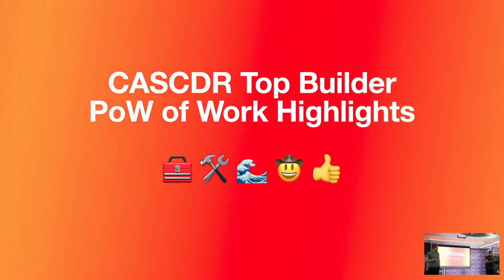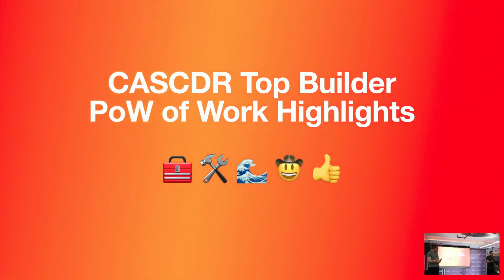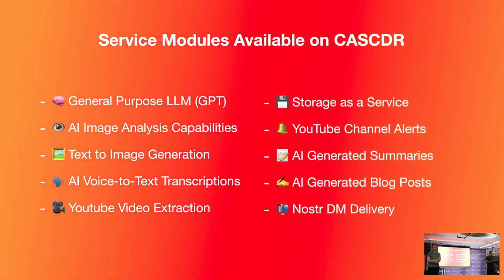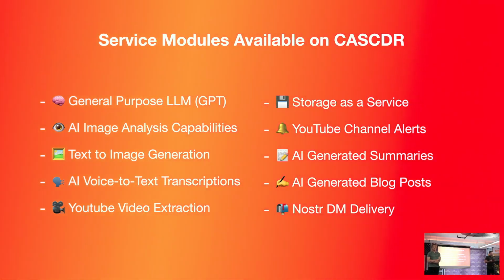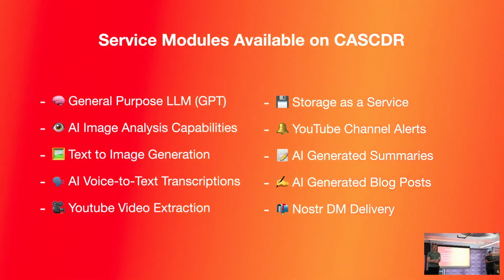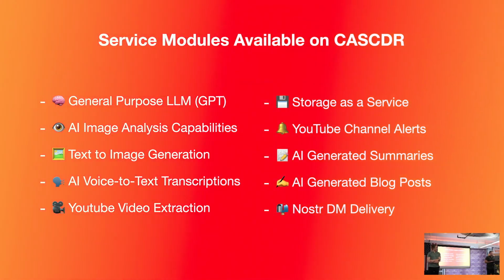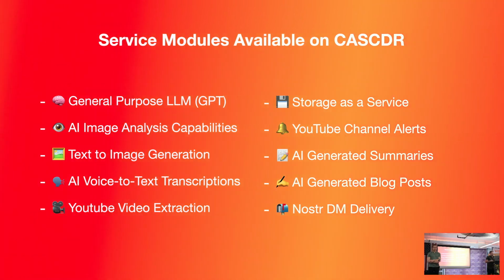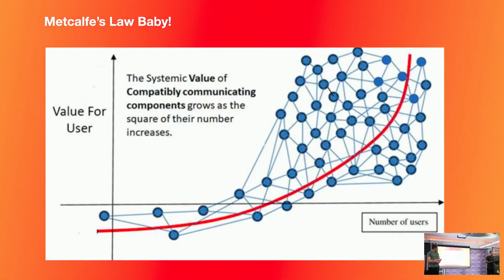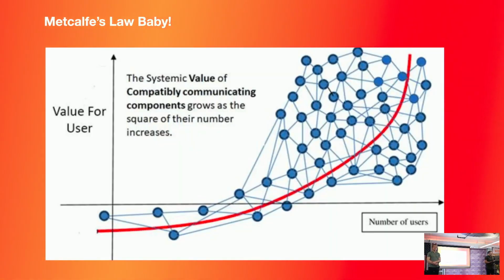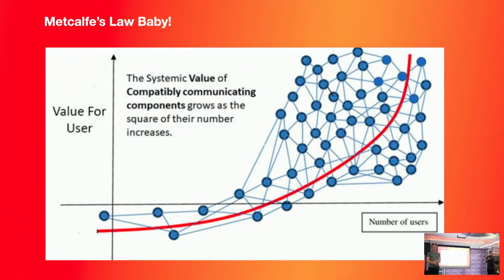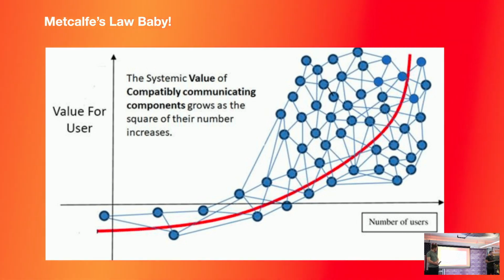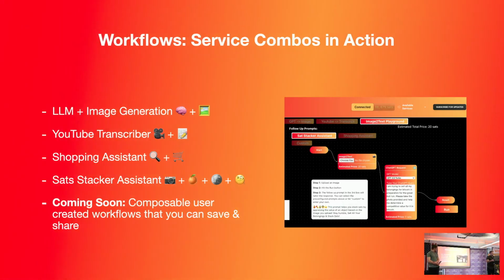Let's dig into the specifics on Top Builder Proof of Work. During the course of the project, we were able to make 10 plus CASCDR services that are modules, from generative AI to scraping, Nostr delivery, and posting capabilities, and AI generated summaries and blog posts. We found tons of ways to create value. And the reason why we focused on the module aspect of this is very simple. It's Metcalfe's law. With each new service that we add, the possibilities grow at a parabolic rate, and we're able to create value in new and unique ways.